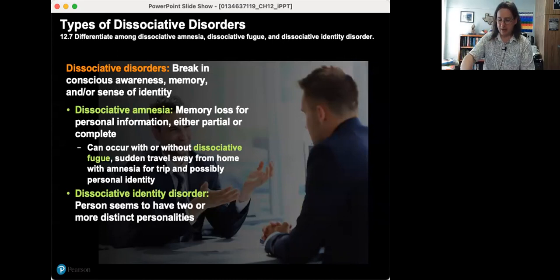So if you ever want to sound extra smart around your friends at parties and somebody comes up and says, "Oh yeah, I think so and so has multiple personality disorder," you can be extra smart and say, it's actually technically called dissociative identity disorder, but thanks for playing. All right, check out the DSM-5. Anyway, that's how I hang out at my parties.